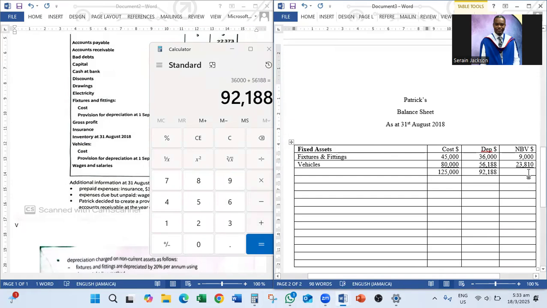Now this would be 9,000 plus 23, 810, 32,810. These figures, we're not going to use these anymore, so we're going to double line them, or we can just underline them one time. All right. So now we move to our next heading, current assets.